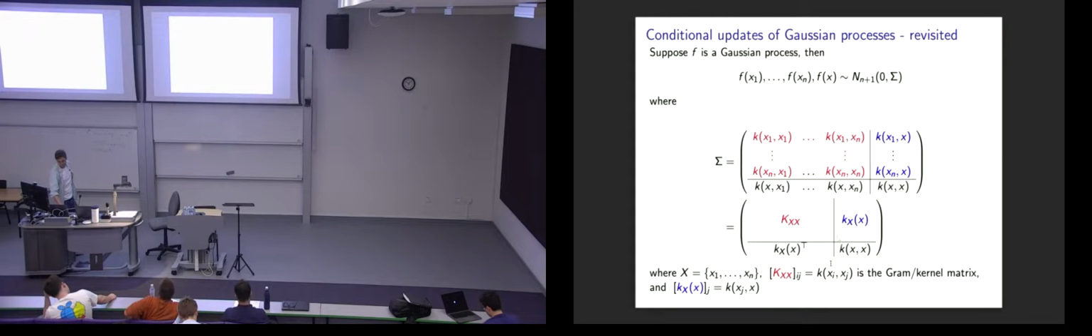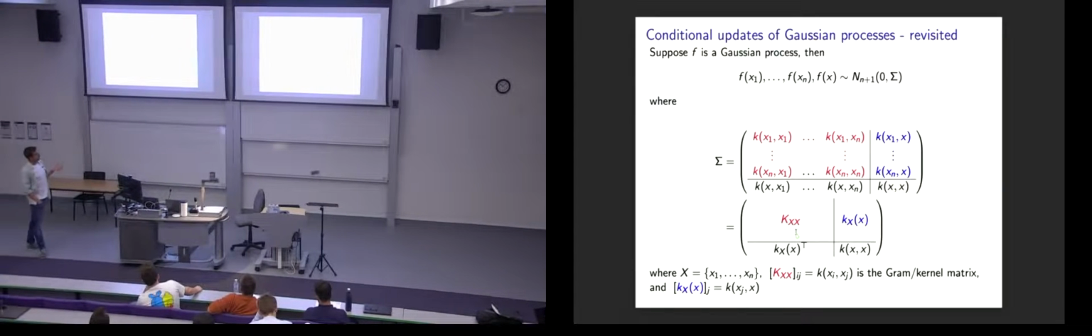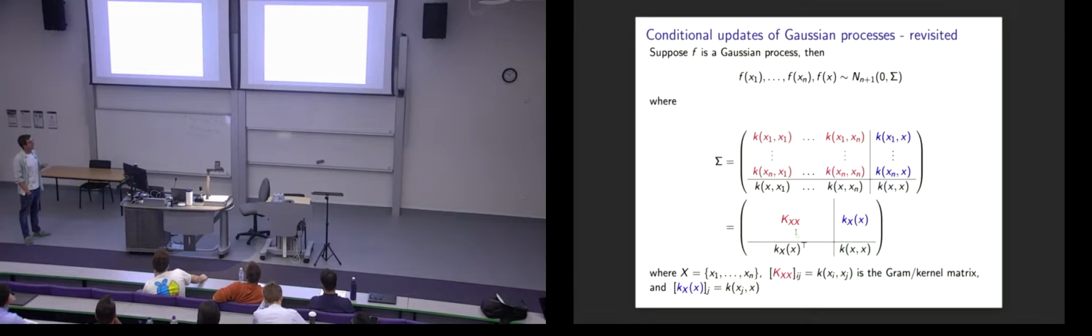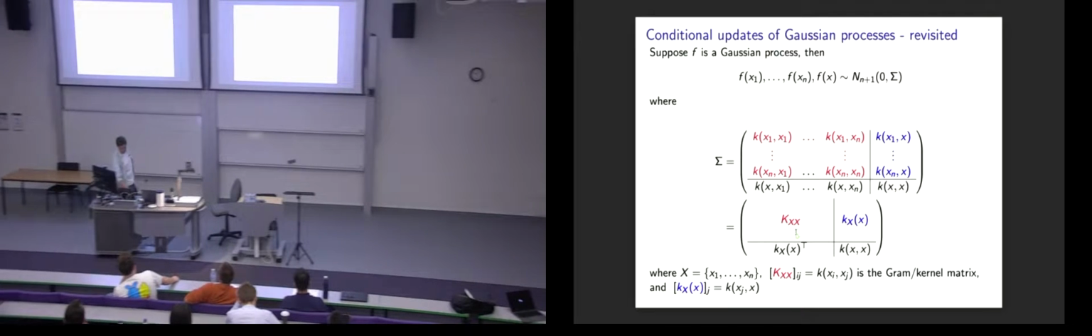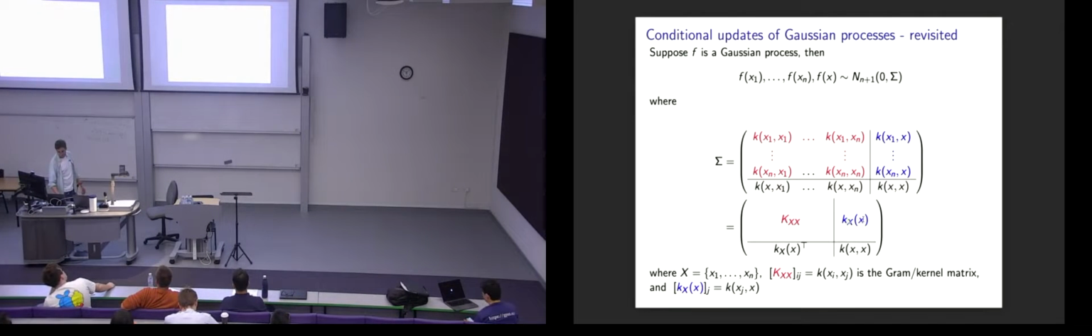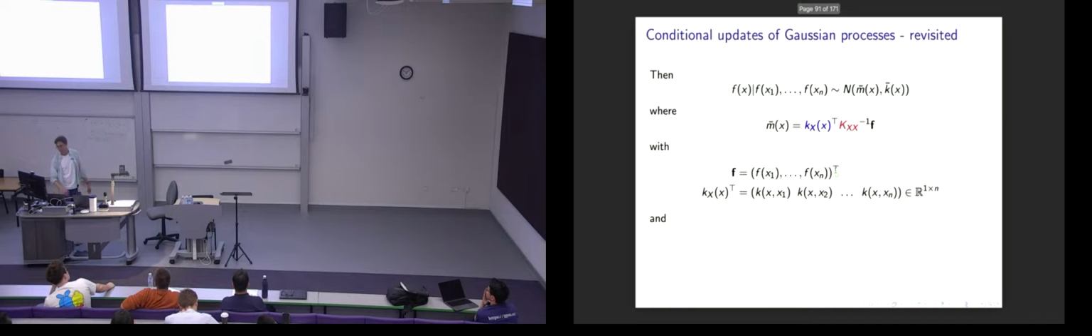So the shorthand notation we often use is something like this. This red bit here, I'm going to call capital K of xx. We often call this the gram matrix. This is the covariance matrix for the observed data, if we observe f of x1, f of x2, up to xn. This is the correlation between what we want to predict and what we observed. This is the prediction bit. So I've just partitioned this matrix. This matrix just comes from our kernel.